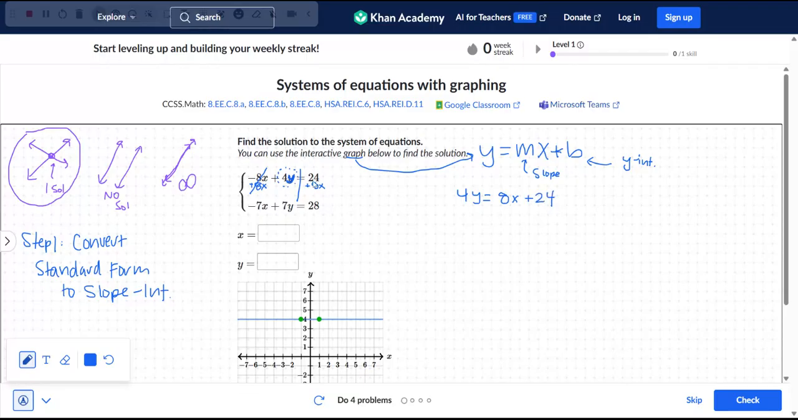If that tripped you up, you're welcome to do 24 plus 8x, and at the end, flip them, as long as we know that, remember that slope is the coefficient, the number in front of x. All right, from here, we're so close. We want to get y by itself.